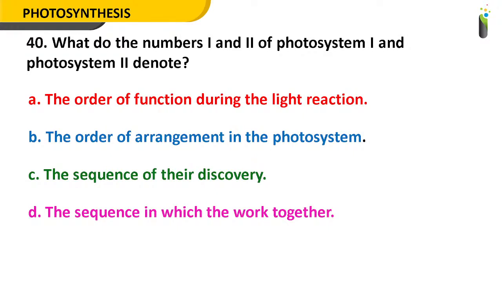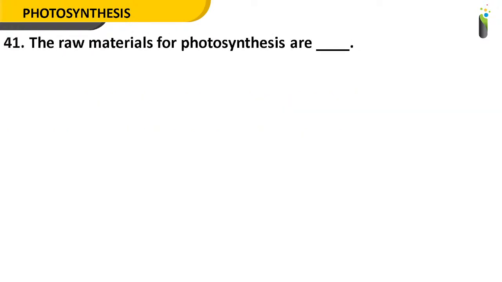So what do the numbers 1 and 2 of photosystem 1 and 2 denote or indicate? And the answer for this question is C. It is the sequence of their discovery based on which we use 1 and 2 for photosystem 1 and photosystem 2.